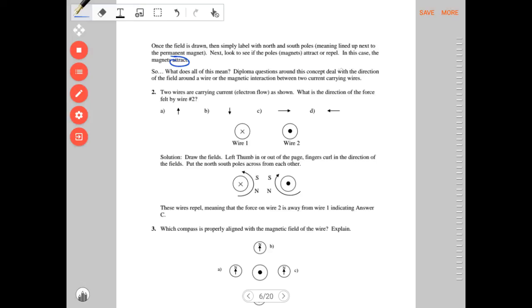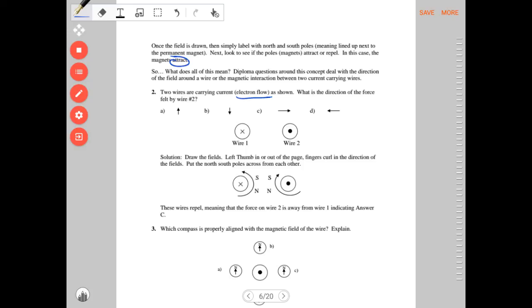Diploma questions around this concept deal with the direction of the field around the wire or the magnetic interaction between two current-carrying wires. So if we look at example 2, two wires are carrying electric current, so electron flow, as shown. What is the direction of the force felt by wire number 2? I want to know which way wire number 2 is going to go.